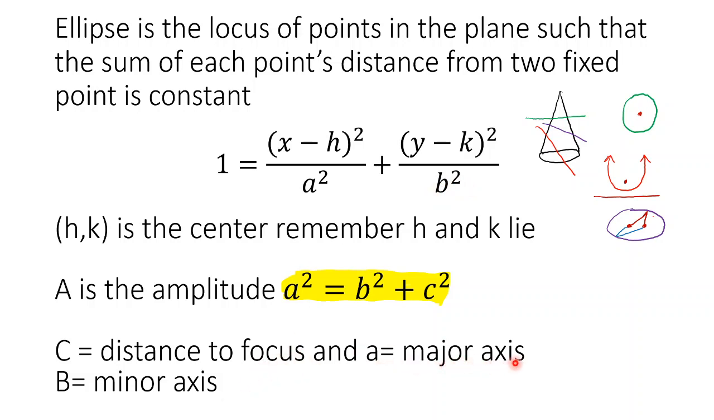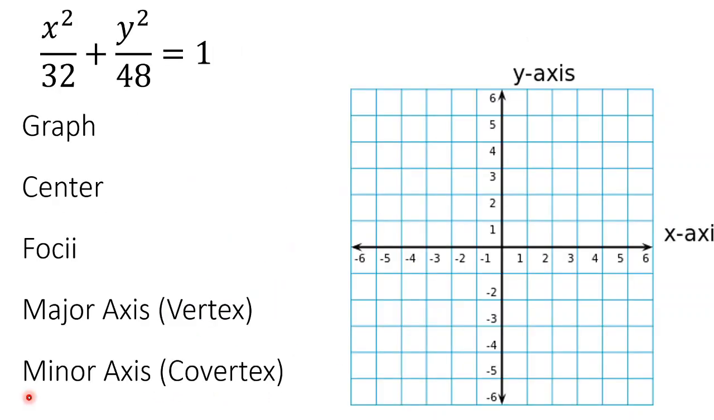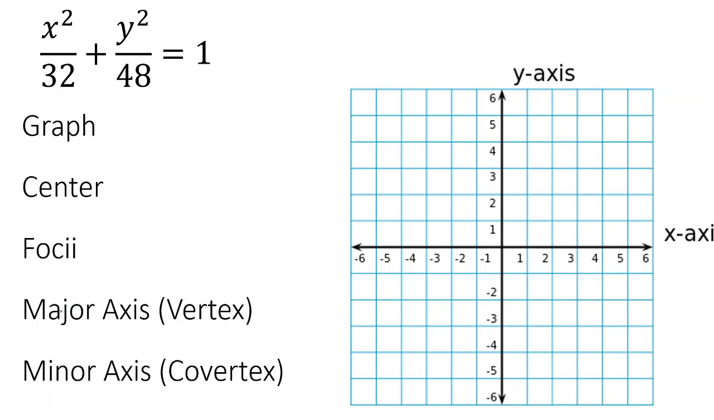So a is the major axis and b is the minor axis. Hopefully that'll begin to make sense as we try some. So here's one that we look at, and as we begin, we notice that there's no h or no k. I can even rewrite this as x plus 0 squared over a squared plus y plus 0 squared over b squared equals 1. Now, an ellipse will always equal 1.